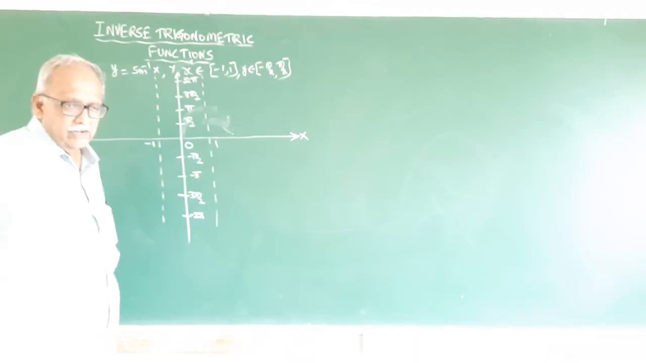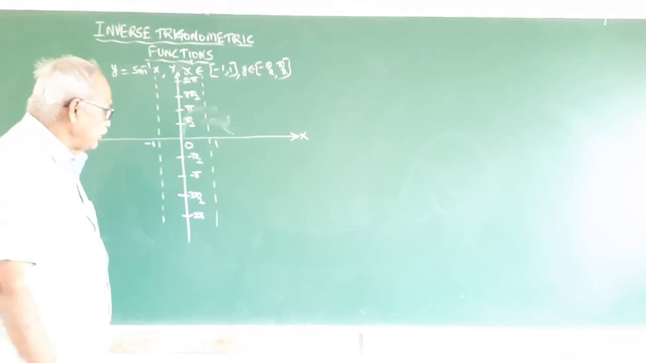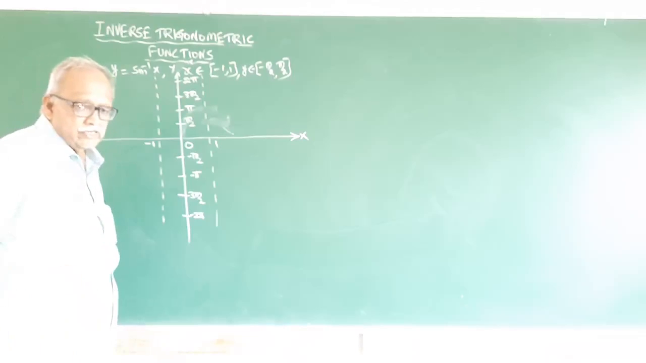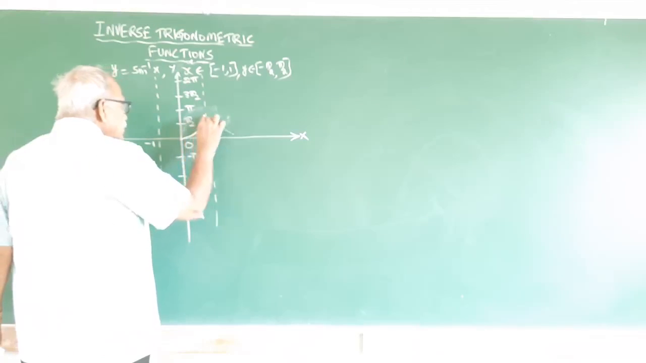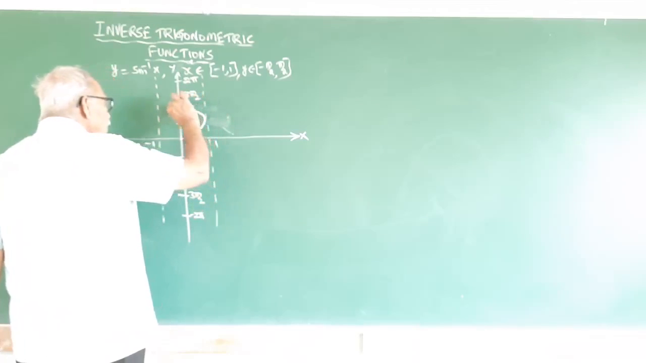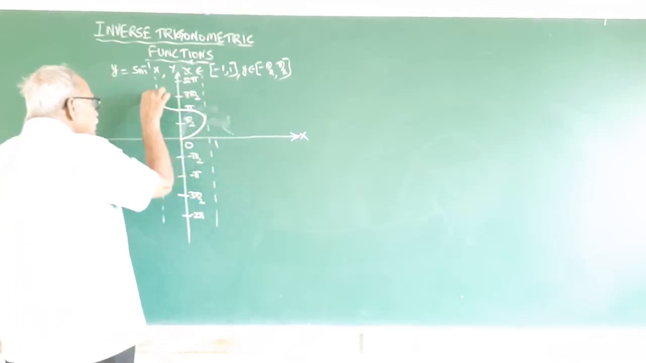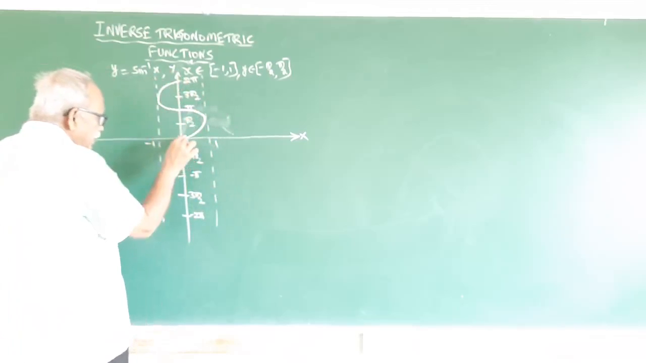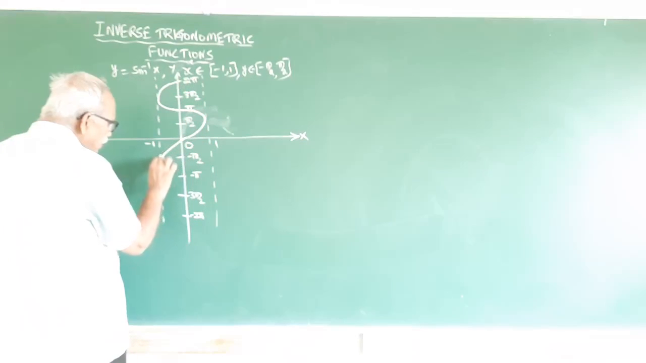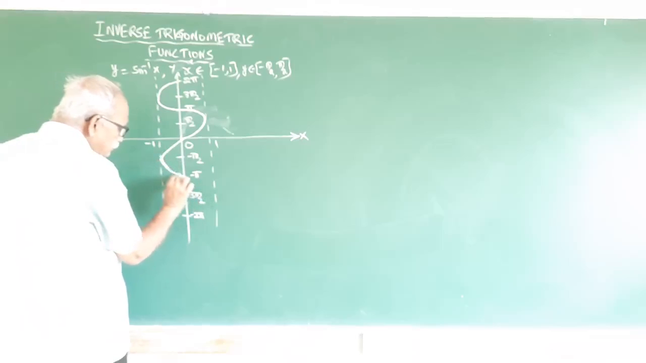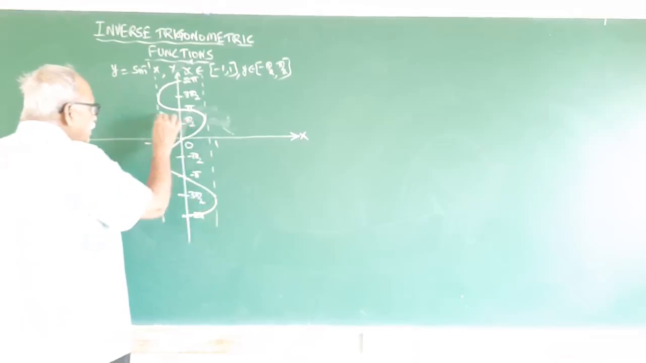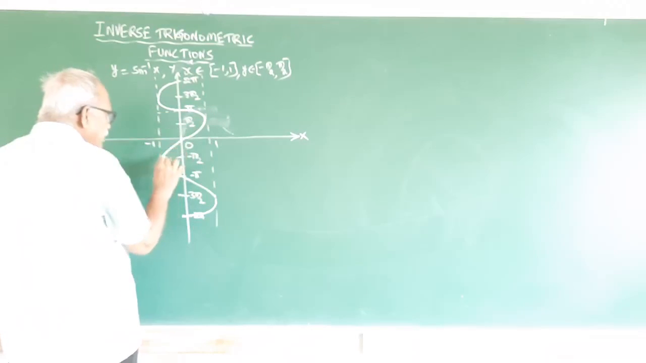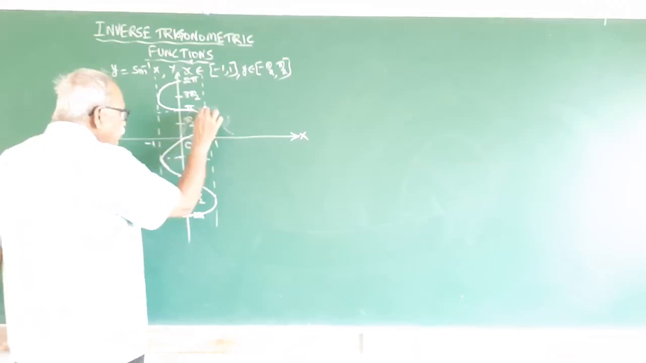Now I will draw the graph. Sine inverse of 0 is 0. Sine inverse of 1 is π/2. So the graph goes like this, and it will go to π, 0, and 3π/2 and 2π. In the same way here it will be like this. This is the sine inverse graph, and this range is the principal value branch.